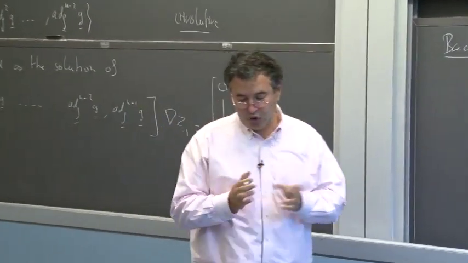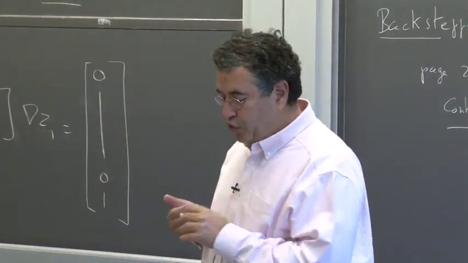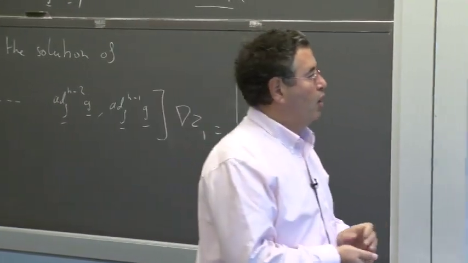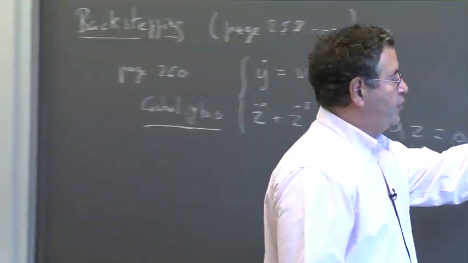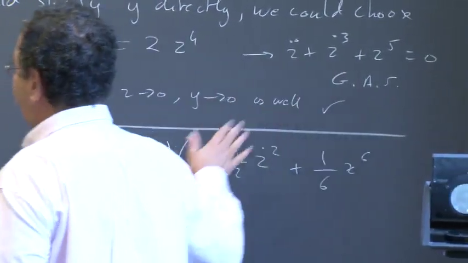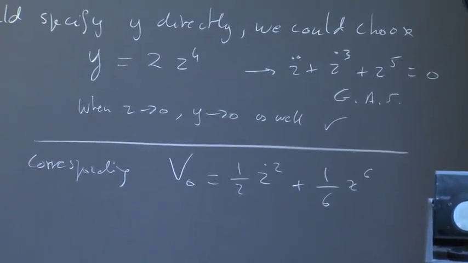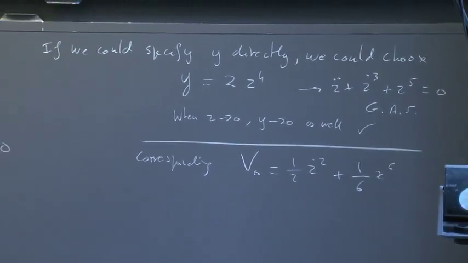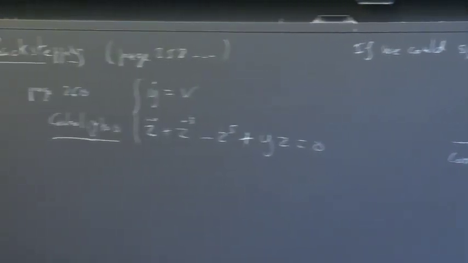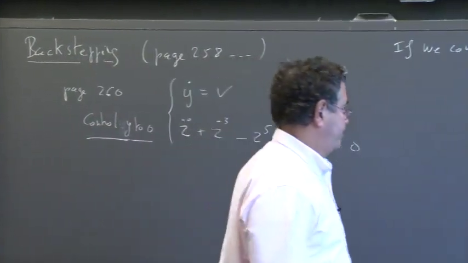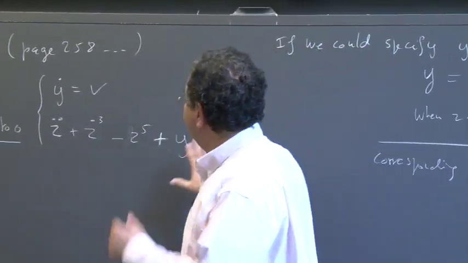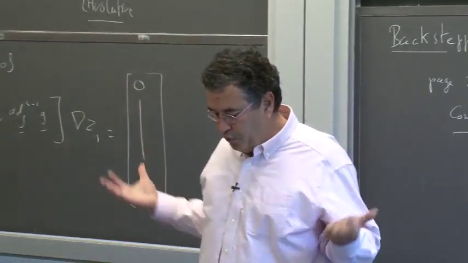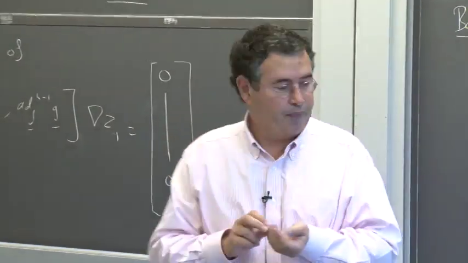Okay, so where are we? We've just said, well, if somehow we can make y equal to 2z to the fourth, we would get this. And the fact that this works would be compatible with the fact that y tends to 0. It's compatible, but it still doesn't show that it works. So to show that it works, we have to build a Lyapunov function for the entire system.